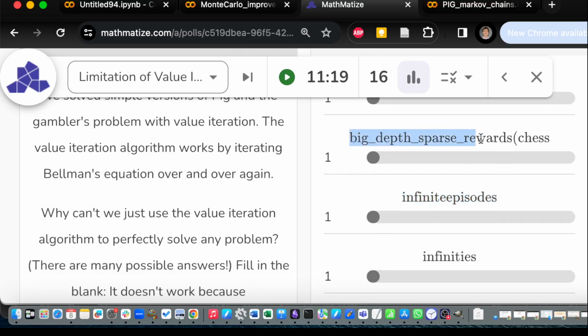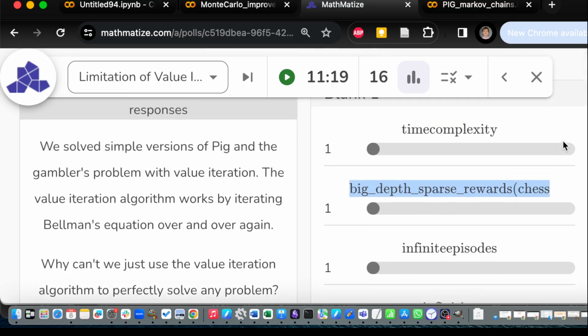Big depth and sparse rewards. Chess, I wouldn't say it's the problem with big depth. I would say the state space is way too big. And we're going to find out that's kind of what's going on in the first one. The value iteration formula, you need to know what happens at every state, and you need to iterate over all possible states. If you have 10 to the 1,000 states, there's no way that's going to happen. Something like chess has way too many possible chess games to study them all. But the chess games that matter, the ones that humans play, is much smaller.